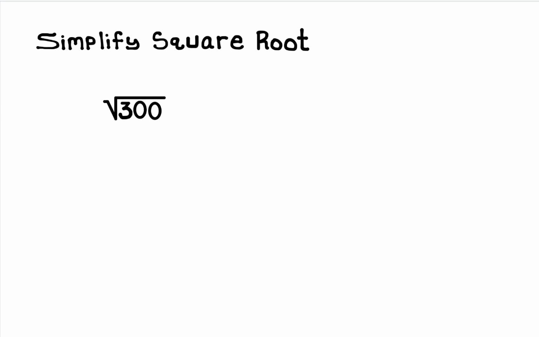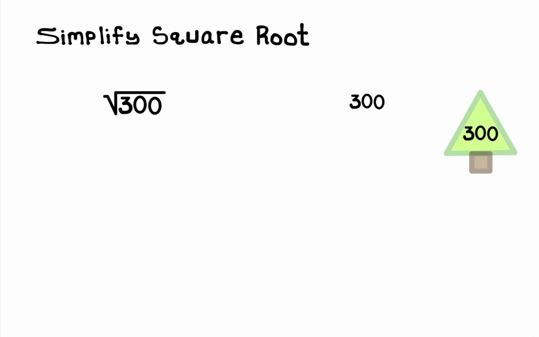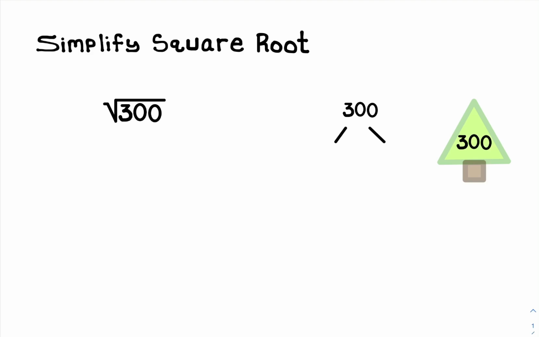When simplifying a square root, begin by making a factor tree out of the radicand. The radicand is just the vocabulary word for the number underneath the root symbol. Thinking of two numbers that multiply together to get 300, I'm going to use 30 multiplied by 10.